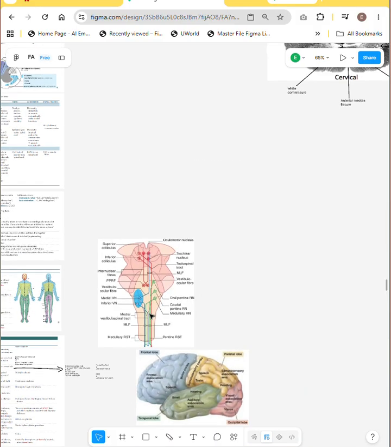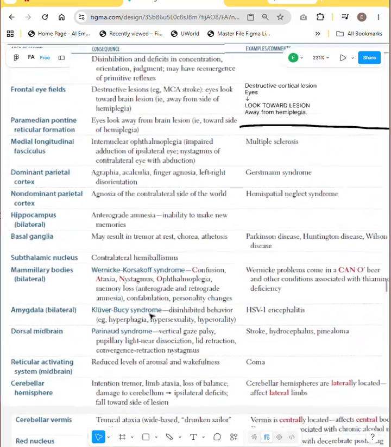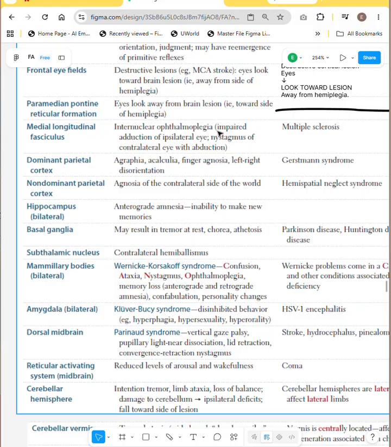So let's go back to our table and look at what it tells us about the medial longitudinal fasciculus. This is internuclear ophthalmoplegia: impaired adduction of the ipsilateral eye, and nystagmus of the contralateral eye with abduction, right? On the side on which the lesion is present, there's impaired adduction of the ipsilateral eye. So your eye cannot come to the center, near your nose, on the side of the lesion. But on the other side, there's nystagmus of the contralateral eye. The eye is going to hesitate in its position, and it is also going to be abducted, looking towards the lateral side.